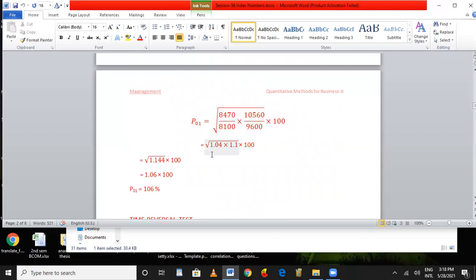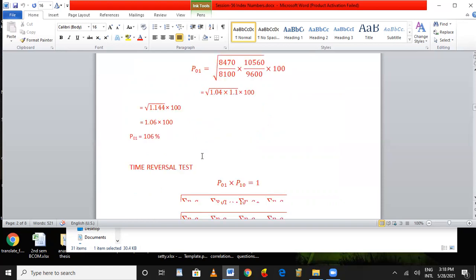Then you will get the square root of 1.04 into 1.1. Multiply, then remove the root, so that we get 1.06. 1.06 into 100 gives P01 as 106%. So this is Fisher's index number, 106. You have applied the geometric mean, and both the prices and the quantities for the base year and the current year have been considered.